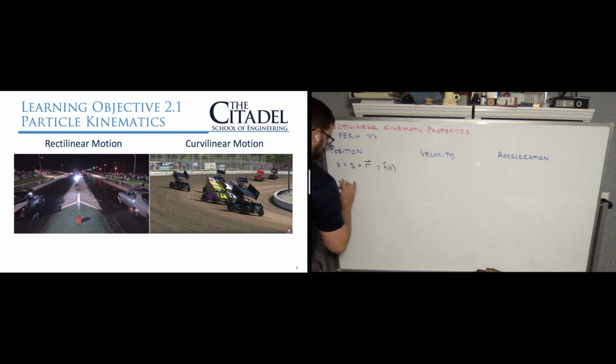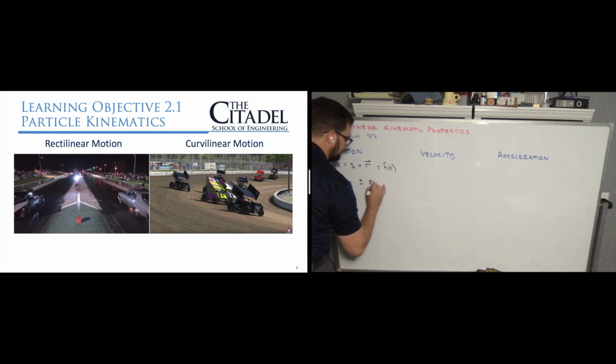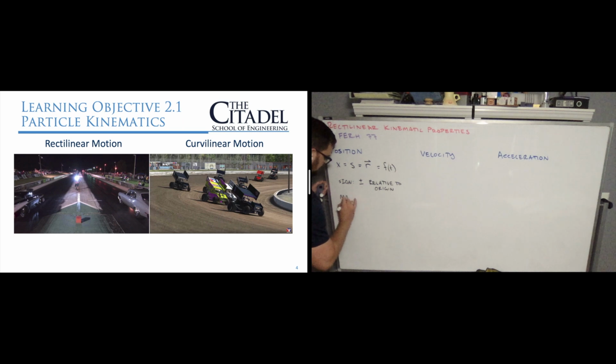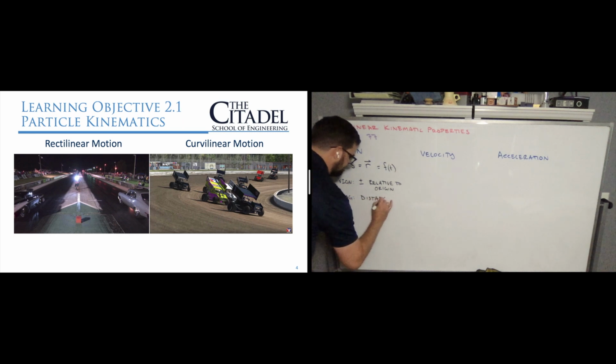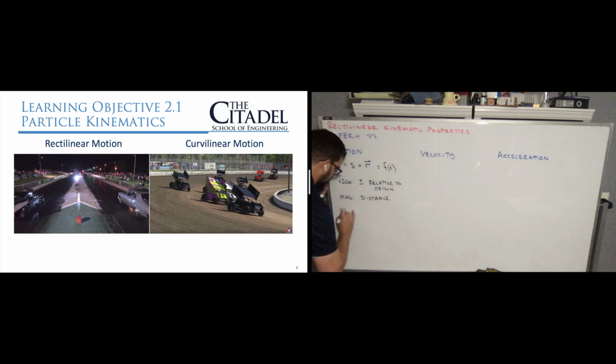This will be signed, meaning that it can be positive or negative relative to some origin. Its magnitude for position is just distance, which is going to use units of either feet for US customary or meters for SI units. And so again, position S or R.